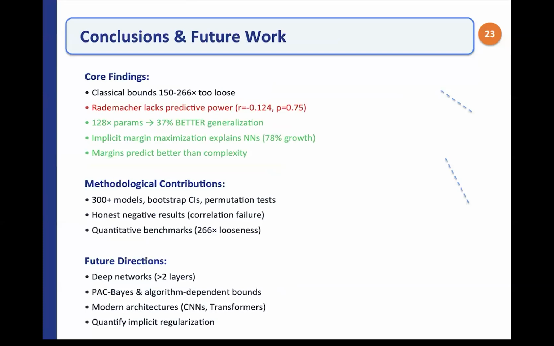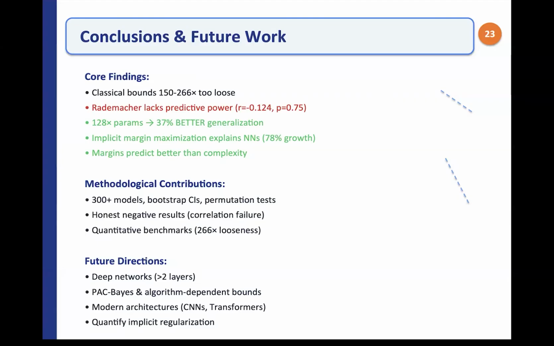To wrap this up, classical bounds in these experiments are between about 150 to 266 times too loose. Rademacher complexity shows no meaningful correlation with generalization: R equals negative 0.124, P equals 0.75. Neural networks with 128 times more parameters actually generalize 37% better, and we see 78% margin growth after perfect training fit. Margins and implicit margin maximization of gradient descent explain generalization far better than static capacity measures.